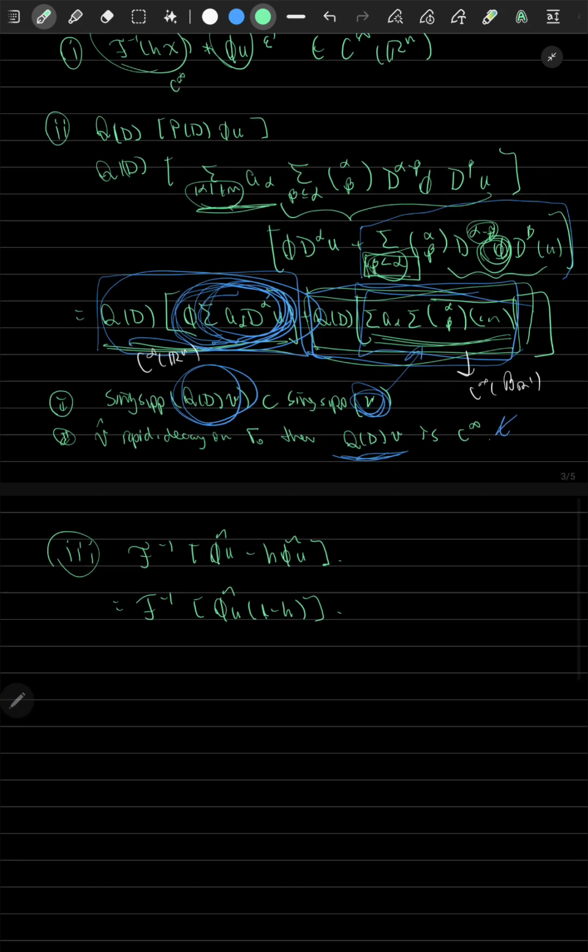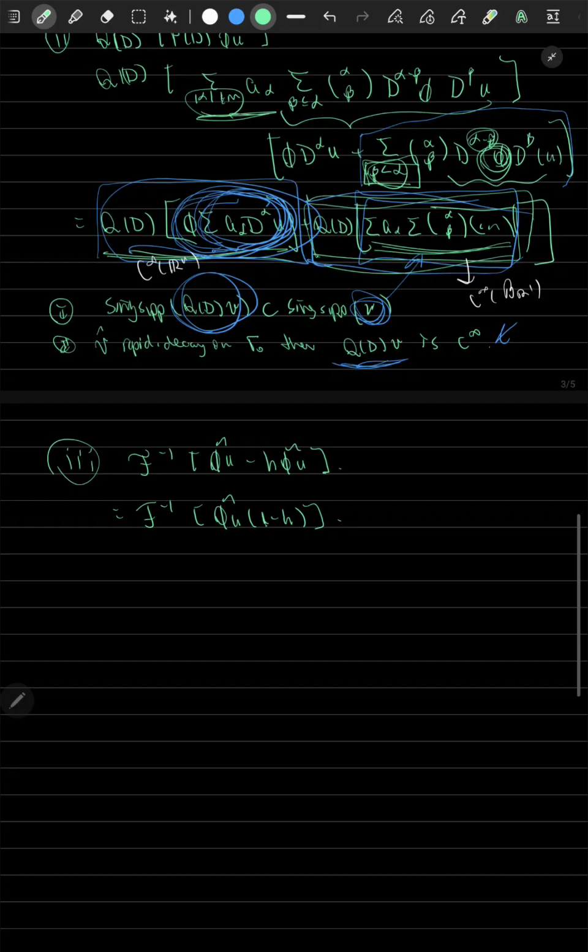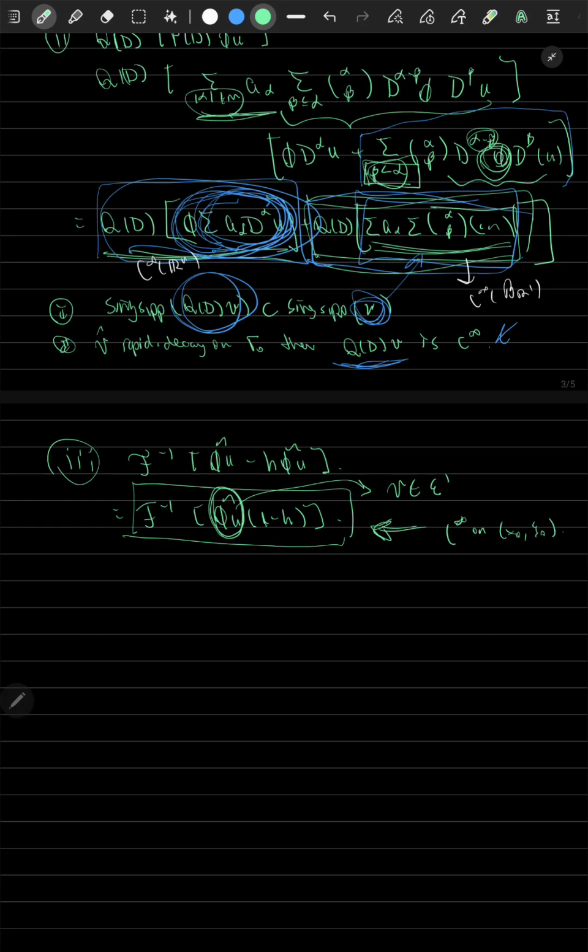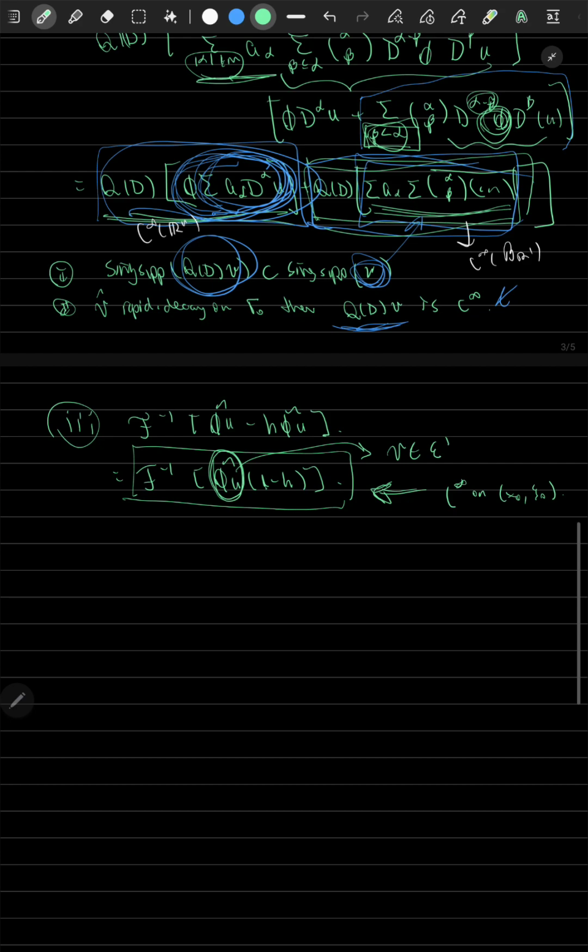Okay. And now let's prove that this is actually smooth in the direction we want, substituting this for some v of compact support. So let's take this compact support, and our proposition is that if this is substituted with this v of compact support, then this will always be C infinity on x0, xi 0. Okay. So yeah, let's get started then.